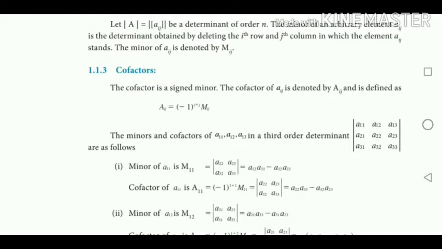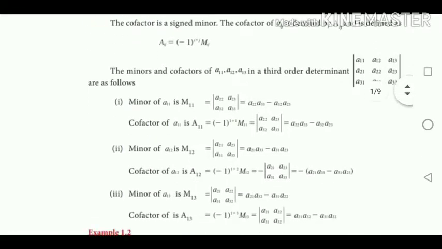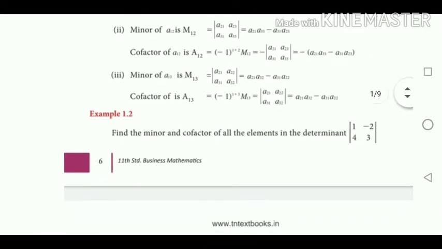That is, if it is first row first column, m11, minus 1 power 1 plus 1. 1 plus 1 becomes 2, minus 1 square becomes plus 1. If the power is an odd number, it becomes minus. This is the way we have to find the cofactor.